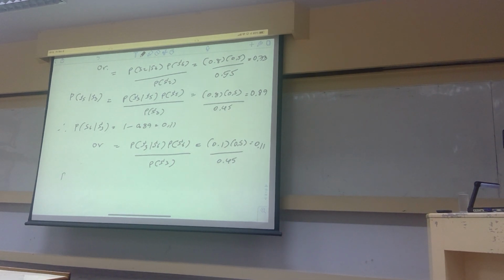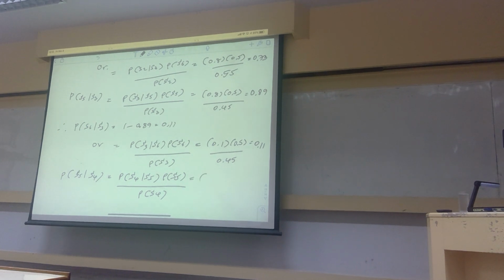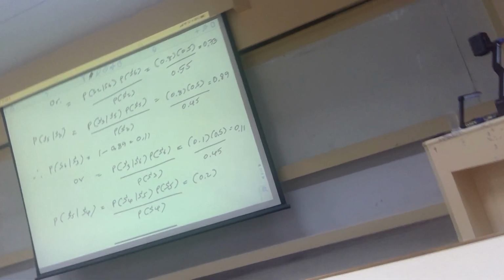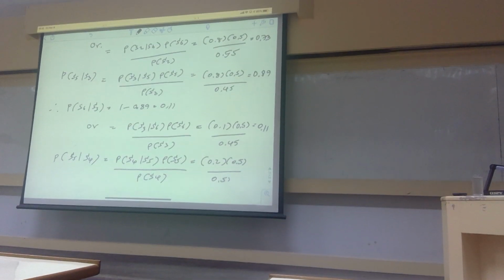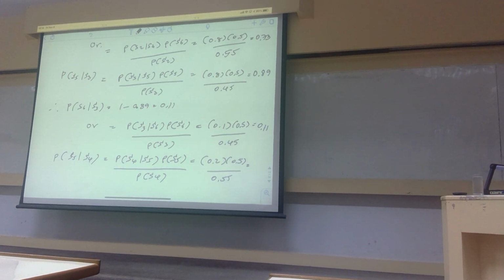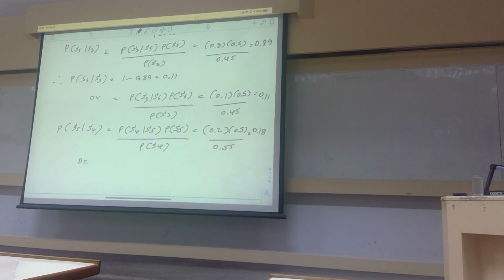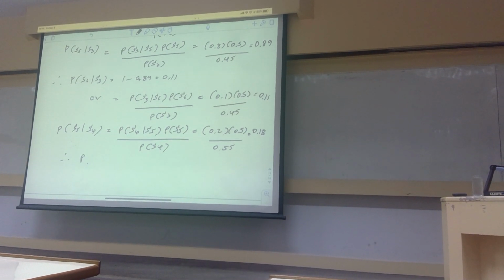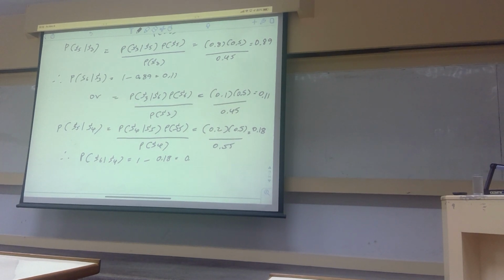Lastly, the probability of S5 given S4. Probability of S4 given S5 and probability of S5. We have 0.2, 0.5 and 0.55. We have 0.18. Or we can calculate the probability of S6 given S4, which is equal to 1 minus 0.18. We have 0.82.